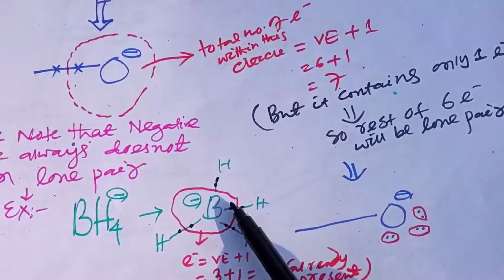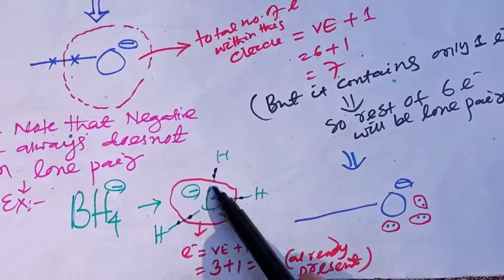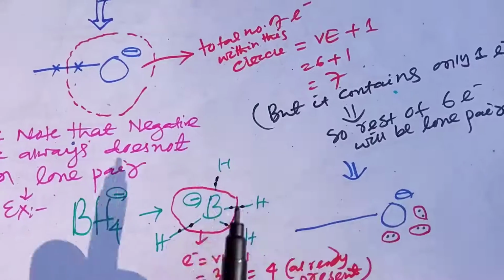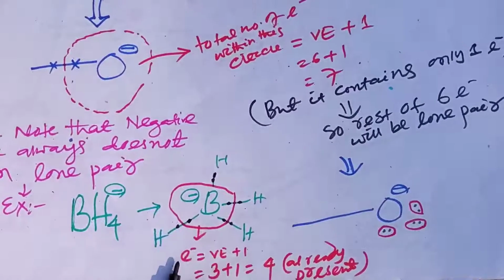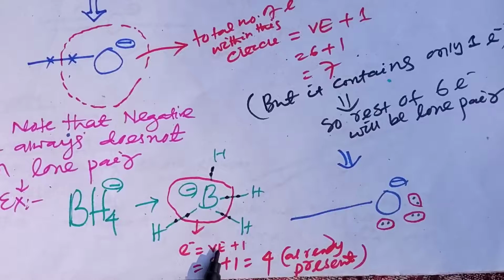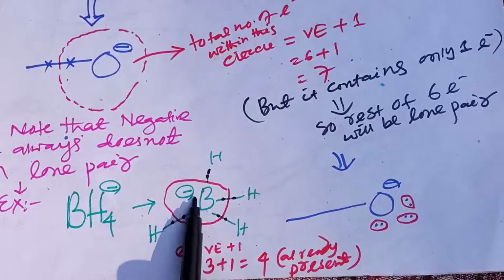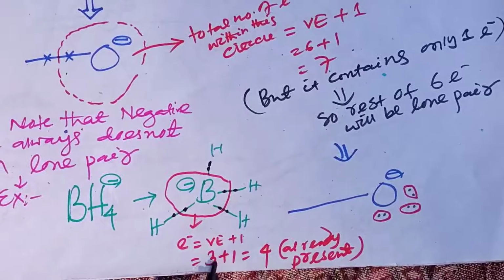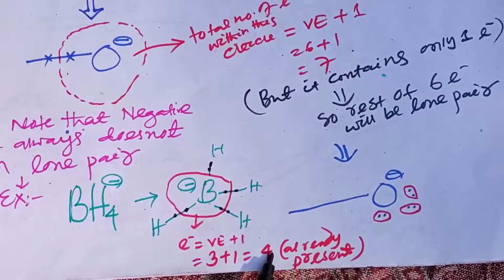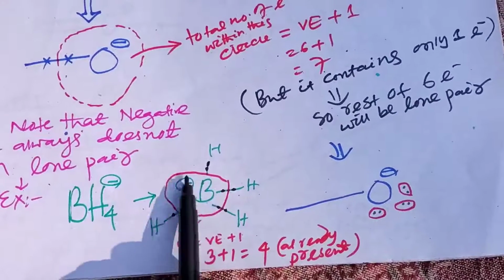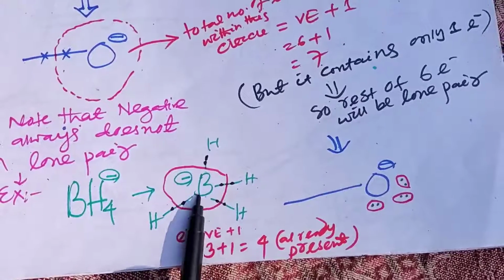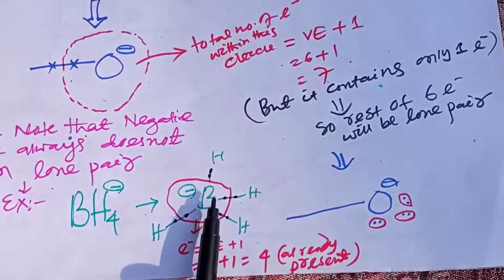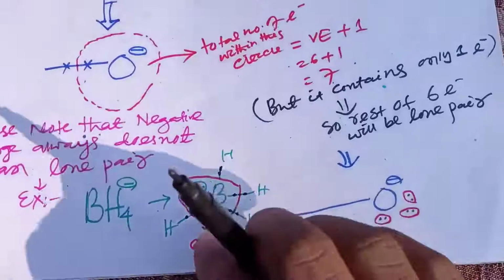By including these own electrons of boron, we make a circle, and within that circle the total number of electrons would be equal to the valence electrons of boron. Since it contains one negative charge, you have to add 1, so it will be 3 plus 1, that will be equal to 4. But within this circle already 4 electrons are present, so this boron atom does not contain any lone pair.